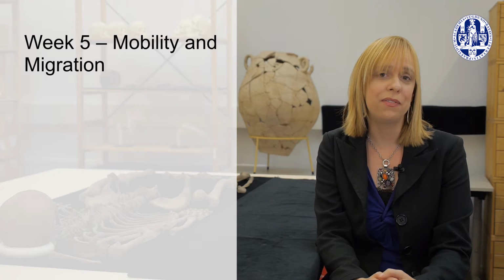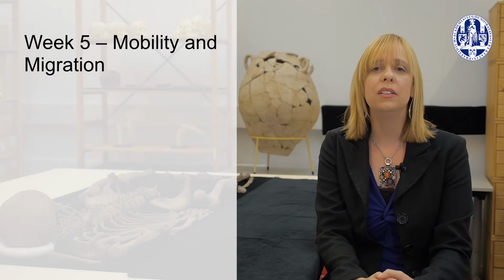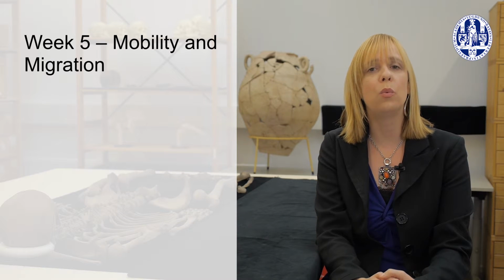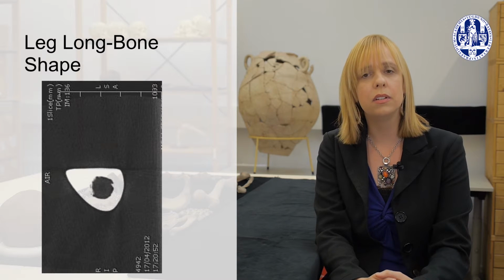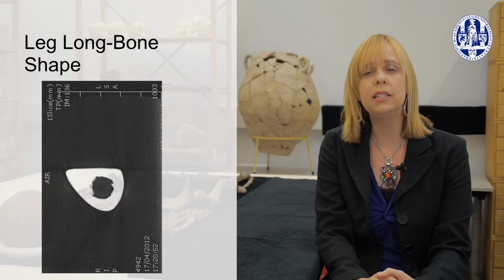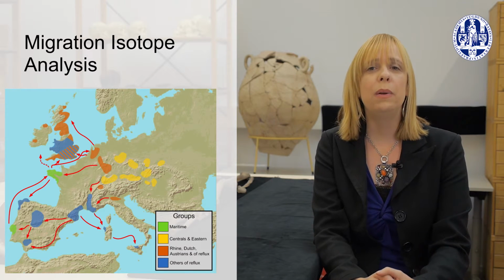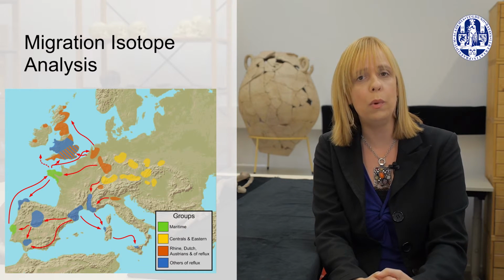And then in week 5, we enter the field of paleomobility and paleomigration, and we start with a case study that looks at how the amount as well as the type of terrain that one regularly traverses will lead to differently shaped leg bones. Next, we come back to stable isotope analysis, but this time as it can be used to trace the migration of people, especially to see if a person moved between their childhood and adult home.